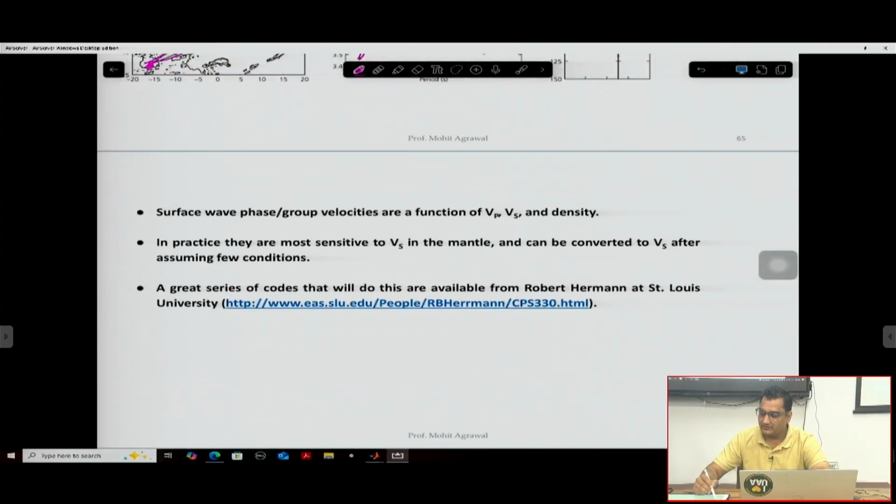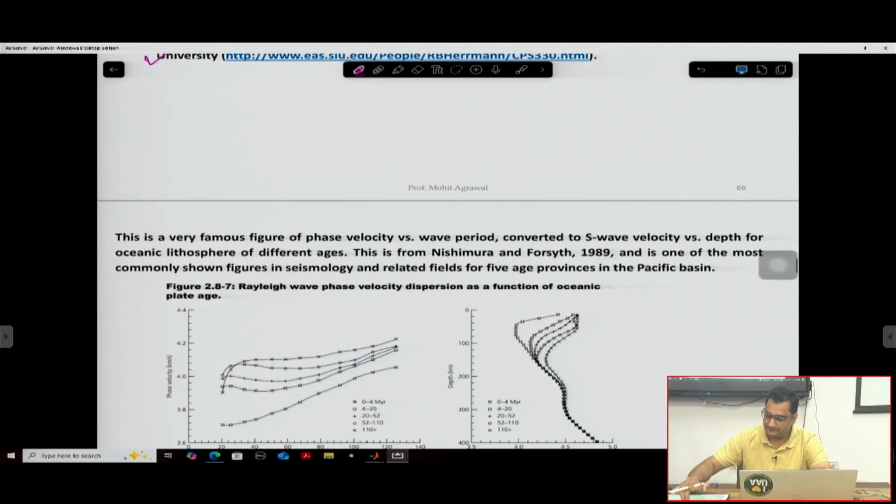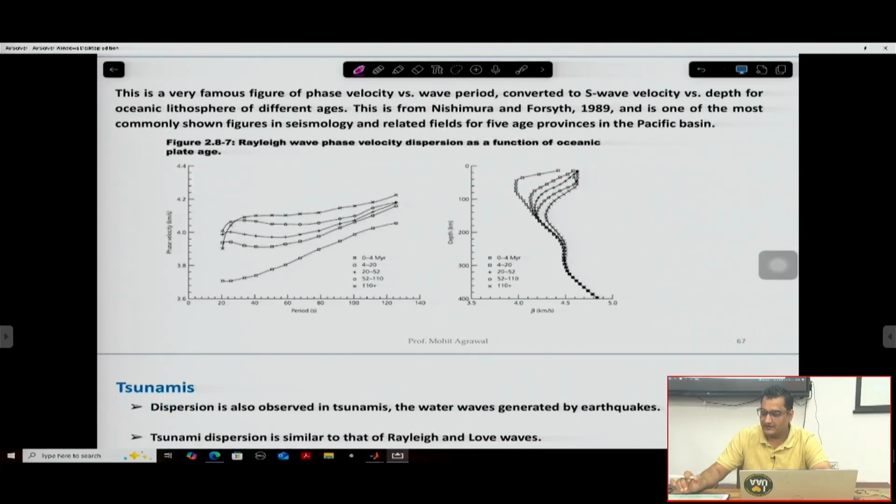Then we also saw the codes by Bob Herrmann that may be used to do this kind of modeling. Thereafter we took this example of Nishimura and Forsyth, published in 1989, for the Pacific Basin for five different age provinces, and you can see this is for the oldest crust and this is for the youngest crust, and when we modeled it, the oldest crust had the highest velocities.